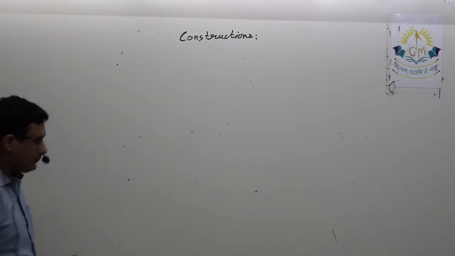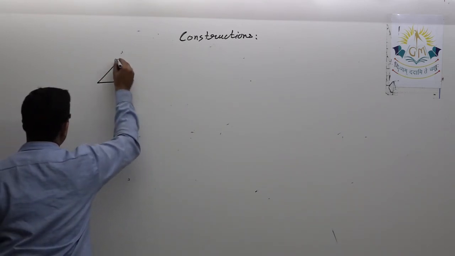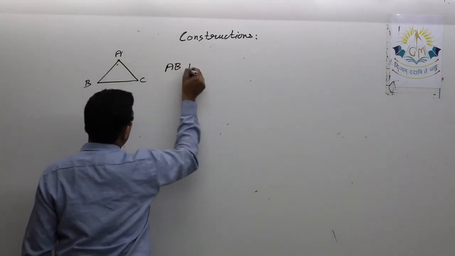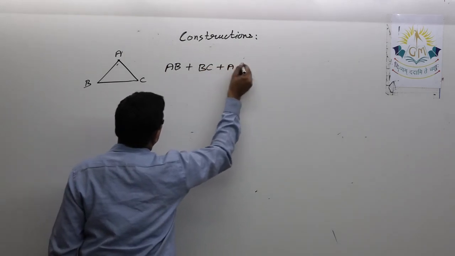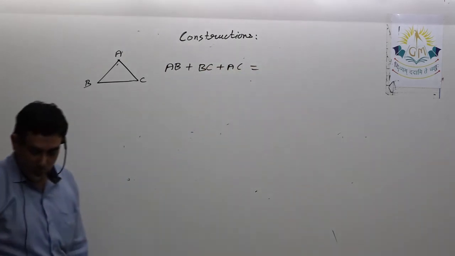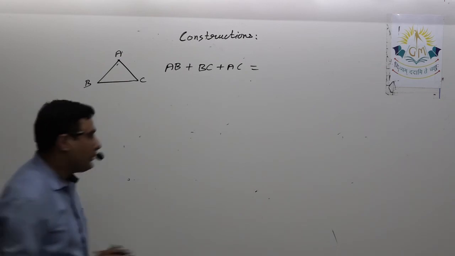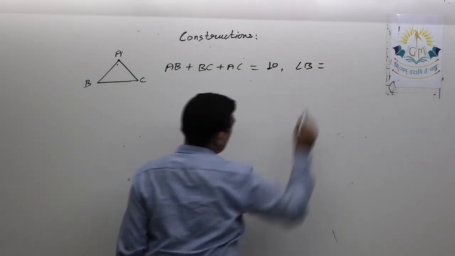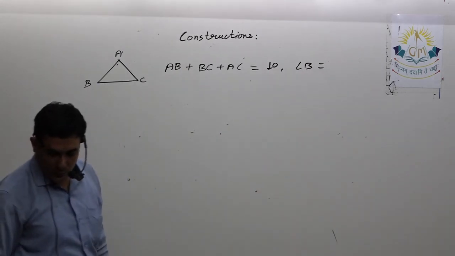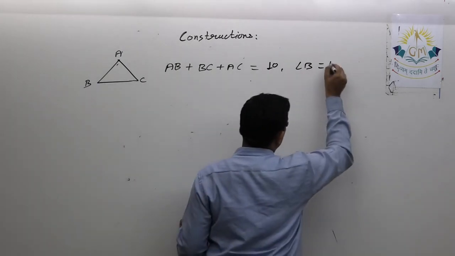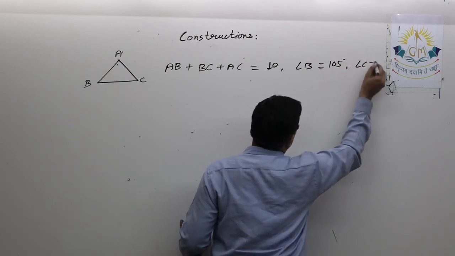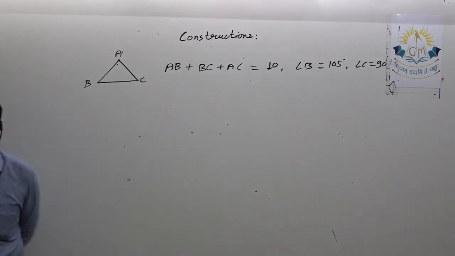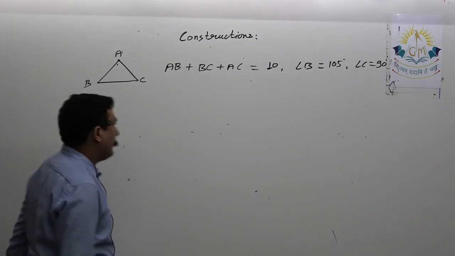Okay, triangle is ABC, in which it is given AB plus BC plus AC is equal to 10 centimeter, and angle B is equal to 105, angle C is equal to 90 degree. So the perimeter is given and two of the angles are given.